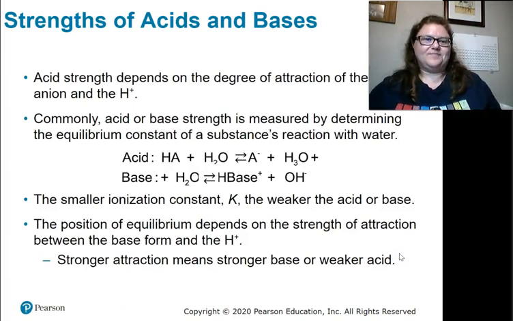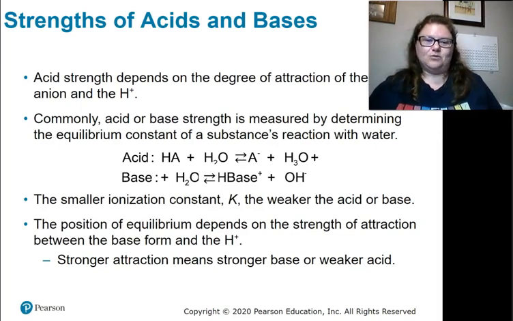All right, so the strength. The strength of the acid depends on the degree of attraction of the acid anion and the H plus ion. Okay, so like the conjugate base of the acid. Commonly, acid-base strength is measured by determining the equilibrium constant of a substance reaction with water. The smaller the ionization constant, which is also K, like we had equilibrium constant in the previous chapter, when we're referring to acids and bases, the K stands for ionization constant. So the smaller that value is, the weaker the acid or the base is.